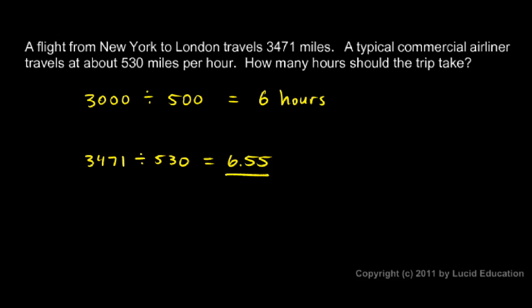We wouldn't expect it to really take 6.55 hours though, because we don't expect the plane to go exactly 530 miles per hour for 3,471 miles. But just pointing out that our estimate does come out to a number reasonably close to what we did if we worked out the long division by hand, which would take a while, or if we did it by a calculator. So if you don't have a calculator with you, in a lot of cases, it's appropriate just to get an approximate answer.